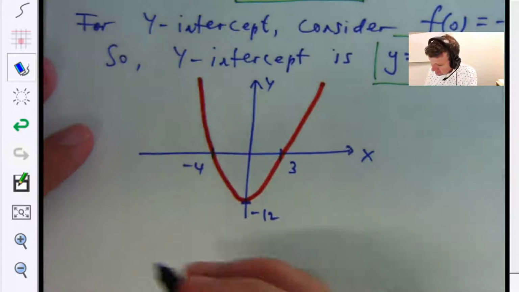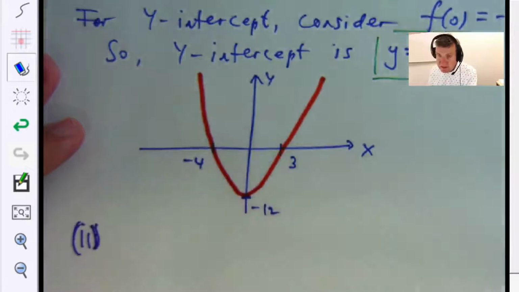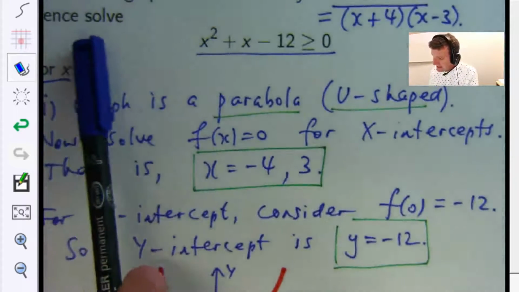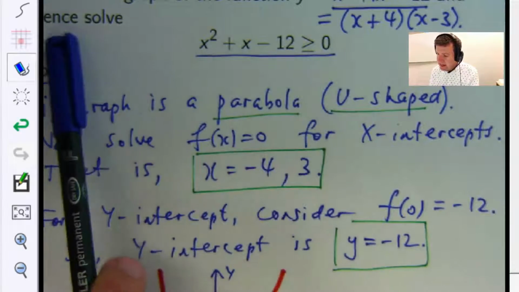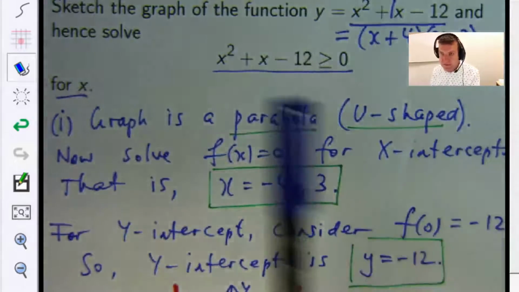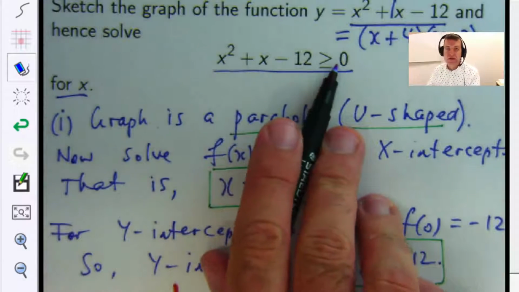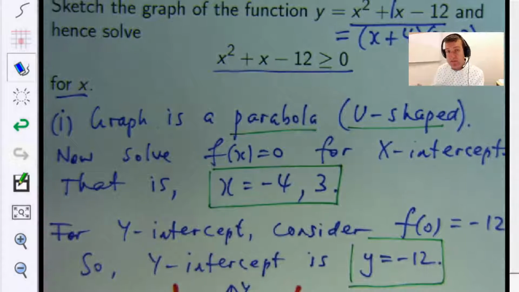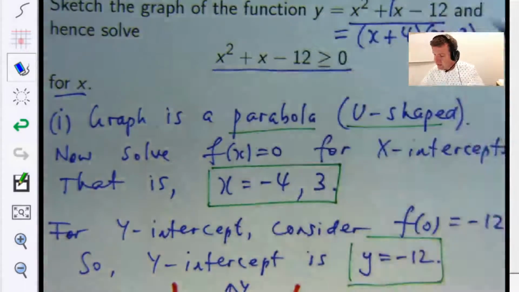Now part 2. The second part is hence solve this inequality here. Hence means with what we just did. We just sketched the graph, and with that graph, solve this inequality. So x squared plus x minus 12 is greater than or equal to 0. So that means that we want to look at the graph and see where does it lie on or above the x-axis, because we want it to be greater than or equal to 0.